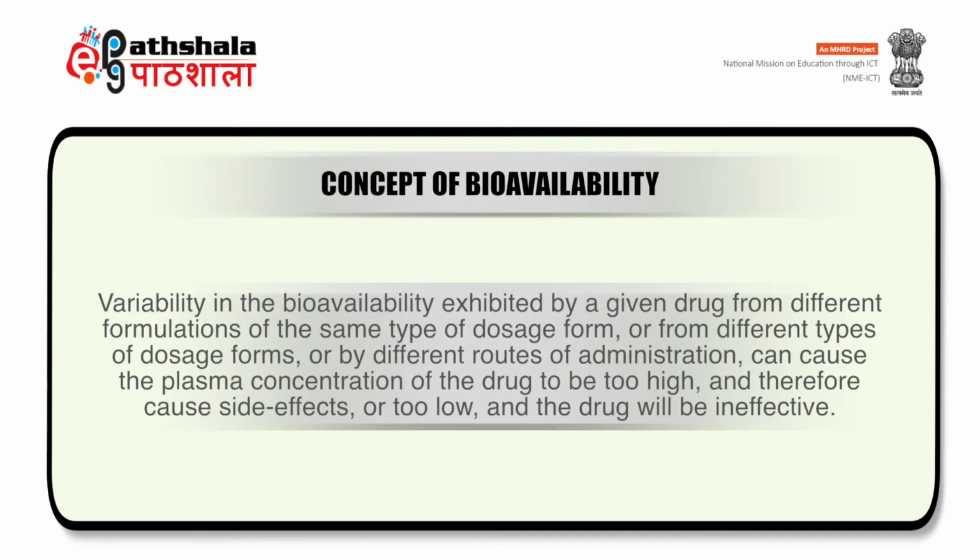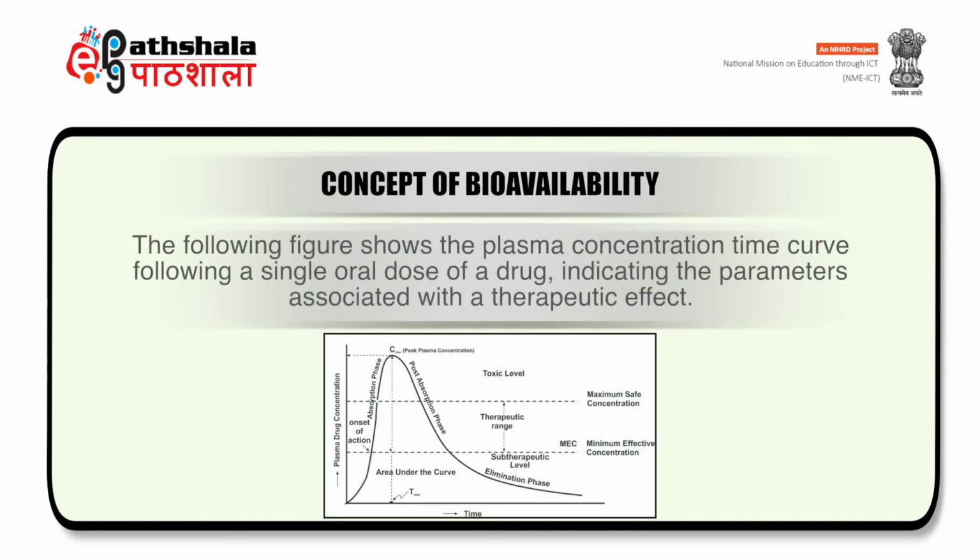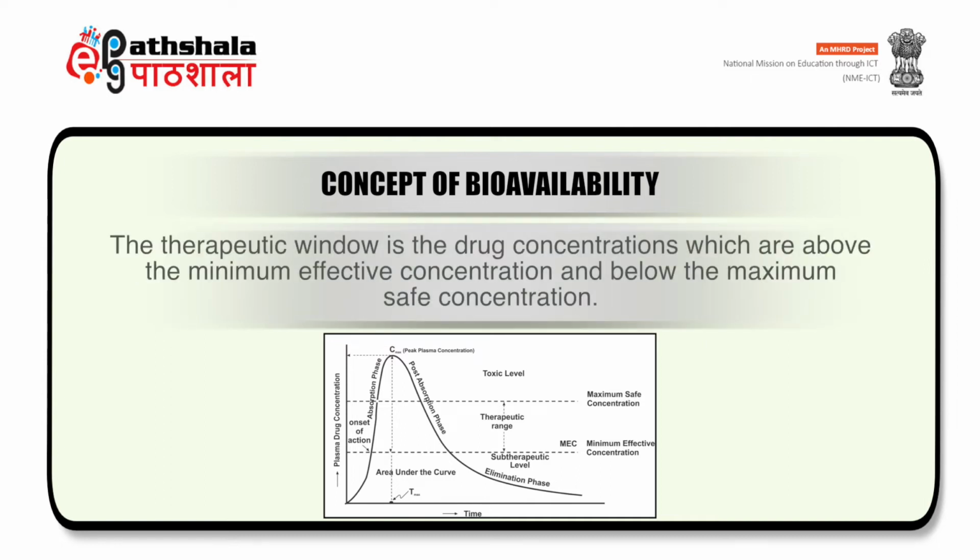Variability in the bioavailability exhibited by a given drug from different formulations of the same type of the dosage form, or from different types of the dosage form, or by different routes of administration can cause the plasma concentration of the drug to be too high, resulting in side effects, or too low, causing the drug to be ineffective. The following figure shows the plasma concentration time curve following a single oral dose of a drug, indicating the parameters associated with a therapeutic effect. The therapeutic window is the drug concentration which are above the minimum effective concentration and below the maximum safe concentration.